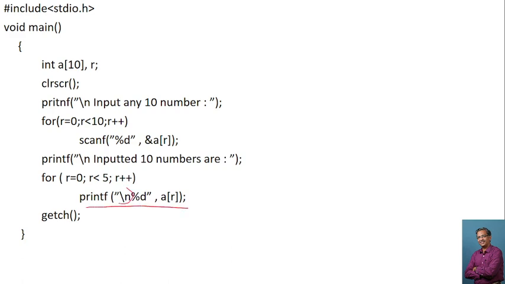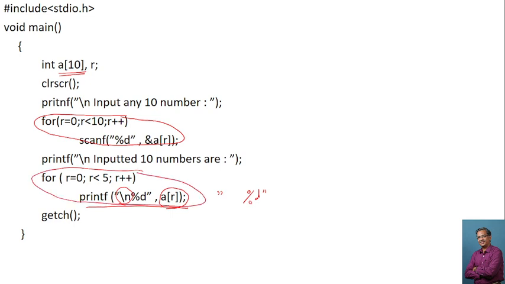Here we have used slash n, so every time it will print a number on the next line. Instead of this, if we use only %d, then it will print all the values present within an array in a single row. Now this is about a simple array, a single dimensional array. To read the array elements we have used a for loop, and for printing we are also using a for loop.